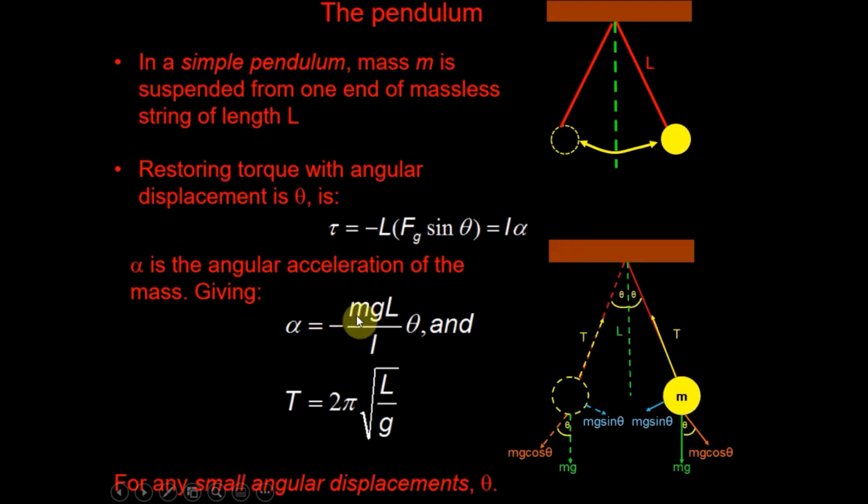Substituting in for alpha in terms of m, g and I, we end up with the typical equation for a pendulum of 2 pi root L over g.